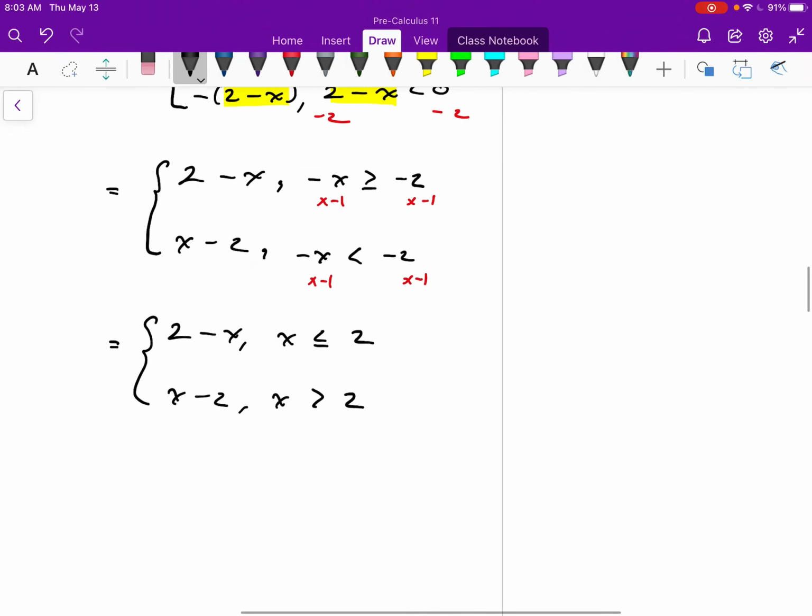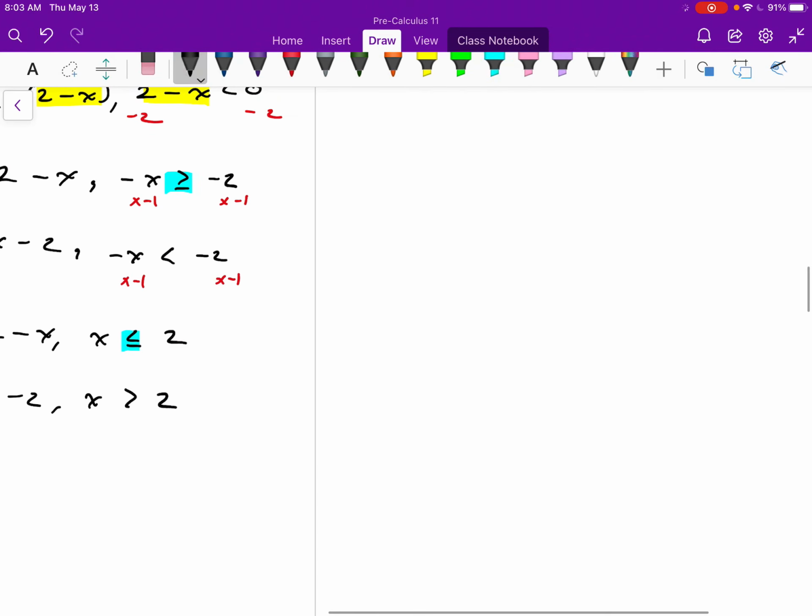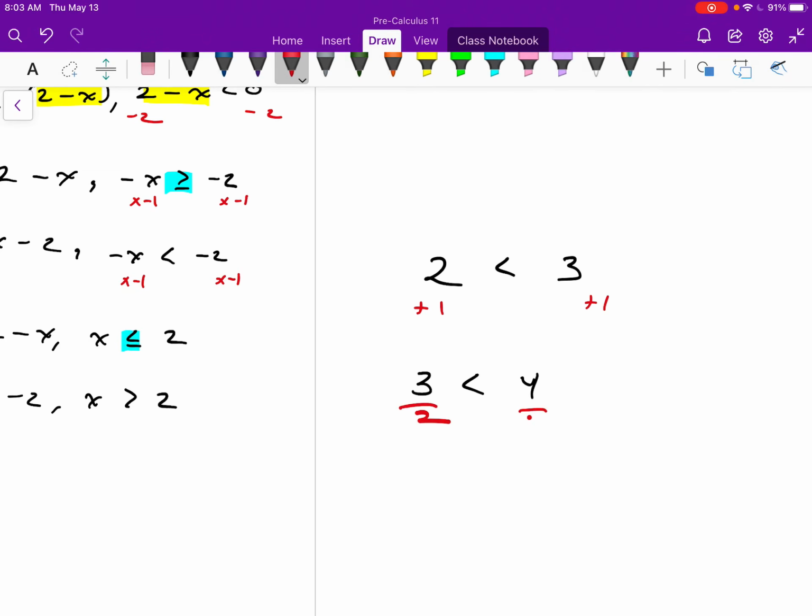But this idea of me having to reverse my inequalities or flip them around because I multiply or divide by -1 is something that you may not be aware of. It's pretty easy to explain though. If I just pick two numbers, 2 and 3, 2 is clearly less than 3. If I add a number to both of them, I'll still come up with an inequality that's correct. 3 is less than 4. If I divide both sides by a positive number, I don't know, 2, I still come up with an inequality that's correct. 1.5 is less than 2, which is all correct.